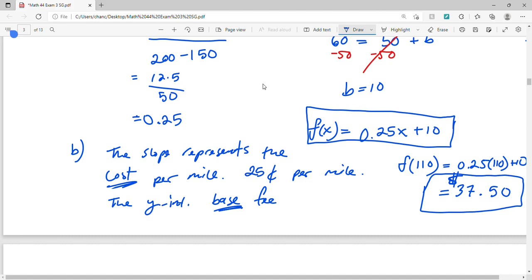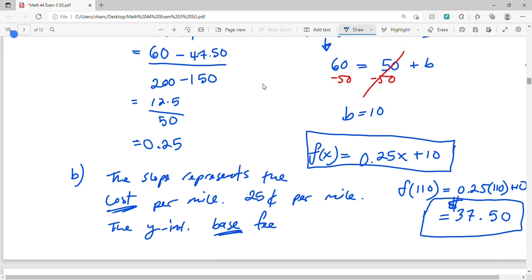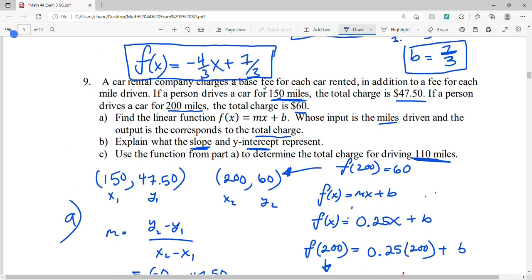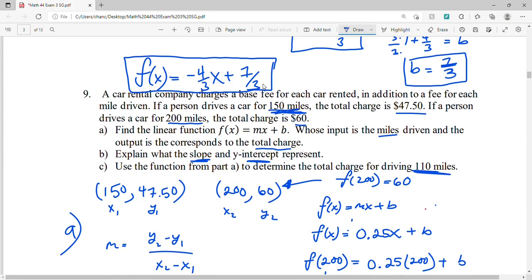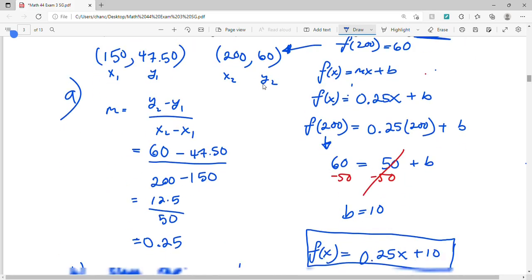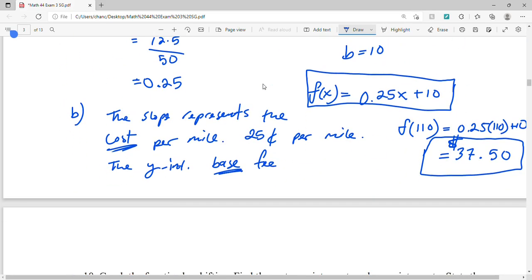And just a quick double check. Let's see if that's reasonable. Well, if we drive 150 miles, the cost is $47.50. So our cost here should be less than $47.50, and let's make sure, and it is. So we know our answer is pretty reasonable.